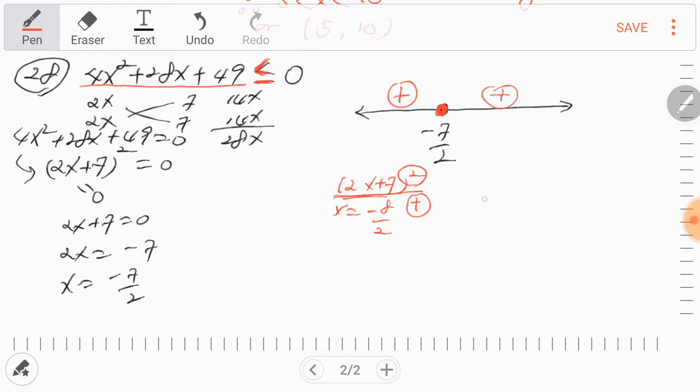So the only solution is x equals negative 7 over 2. That's the only solution, because when x is negative 7 over 2, this equation is equal to 0, right? There's an equal sign, so equal to 0. How about less than 0? For less than 0, there's nothing, so we select only this one. This is less than or equal to. So less than 0 doesn't exist, but there exists when this is equal to 0. So when x equals this, the y value is equal to 0. So that is the only solution.